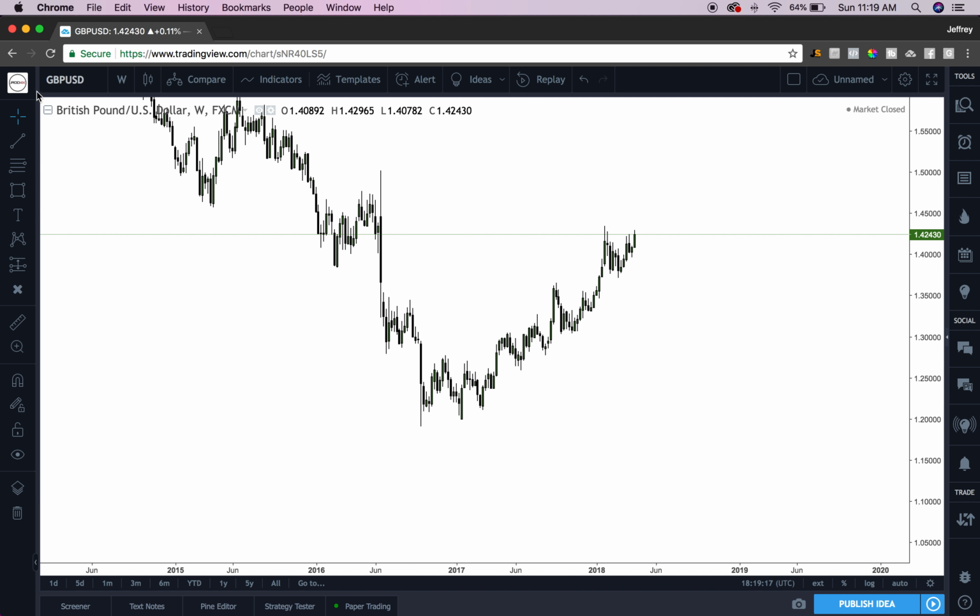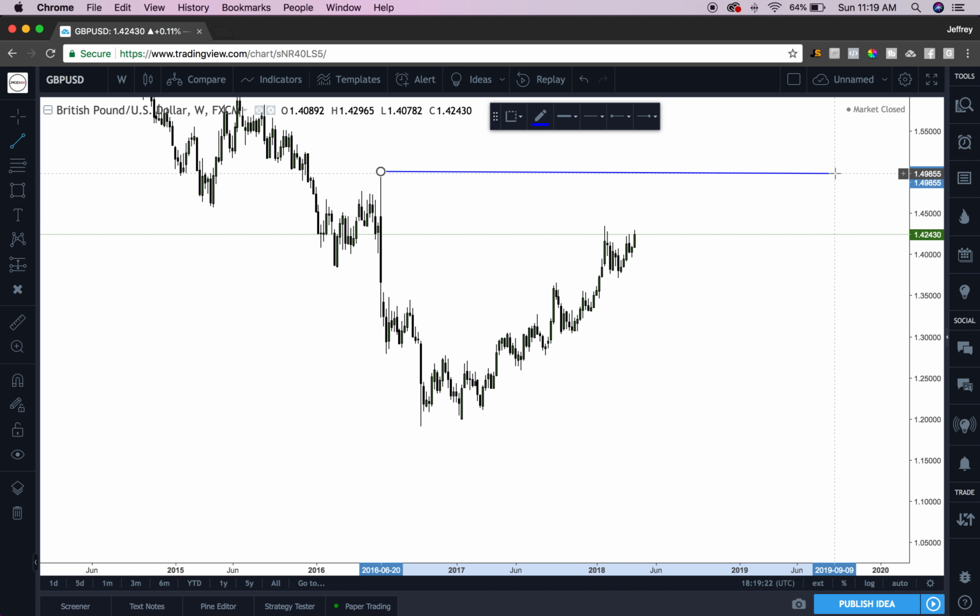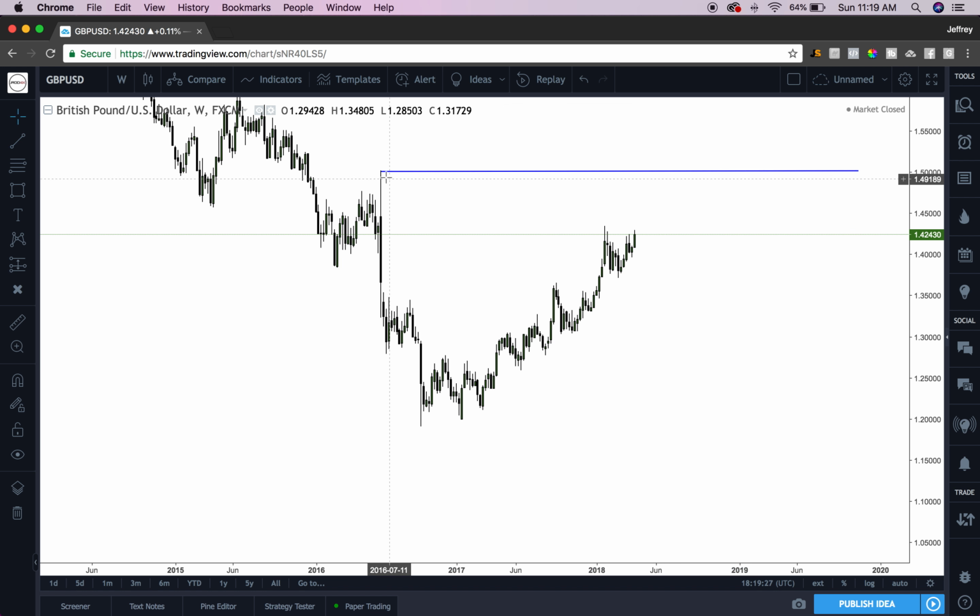So I'm thinking that with cable, our next potential high could be a move above the Brexit high. Say people shorted this during Brexit in 2016. This market moved 3,000 pips in one day. If they held on all the way down here and they're still in it, they're getting a little nervous now because it's really close to their stop loss, which is probably above here. So I see the market wanting to take price above there.